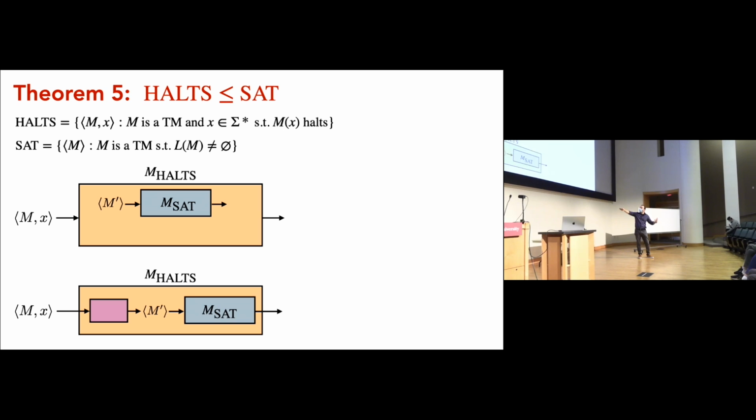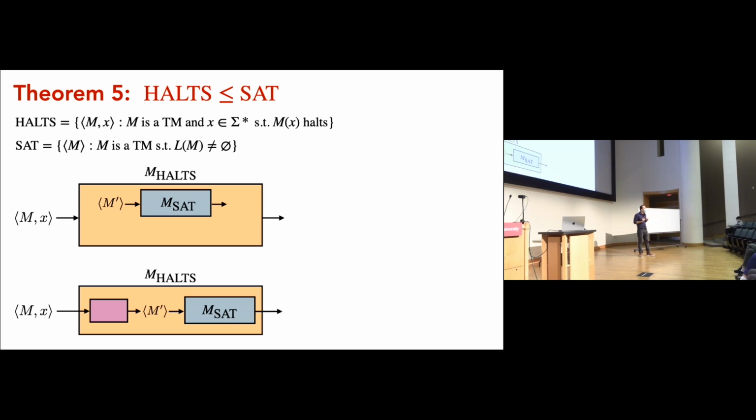And then you want to make sure, of course, that if m of x halts, you prepare m prime in a way such that m prime is satisfiable, so that this will give you accept. And if m of x does not halt, it loops forever, then m prime will be such that it is not satisfiable, so this will output false. So you need to make sure that this transformation is of that form.